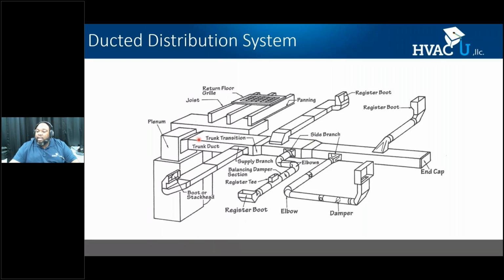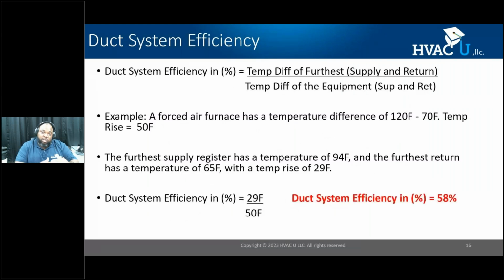And what we're saying, the temperature supply or delta T of the equipment, I'm essentially going to take a supply temperature and a return temperature and get a number. And when we're talking about the delta T for the duct system, I'm going to take the supply temperature of my furthest point and my return temperature of my furthest point, and I'm going to get a number. When I get those numbers, I'm going to put those into a formula and get the ratio of those, and it's going to come up with a percentage. So let's talk about an example.